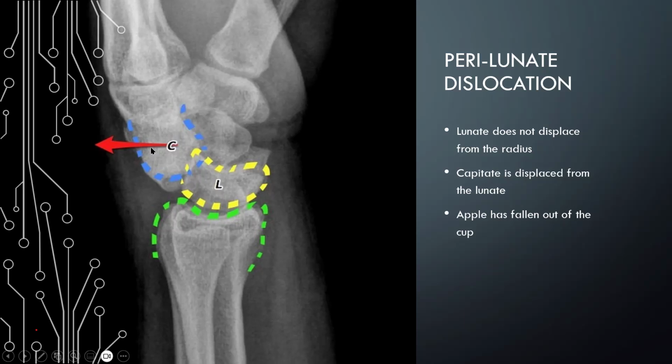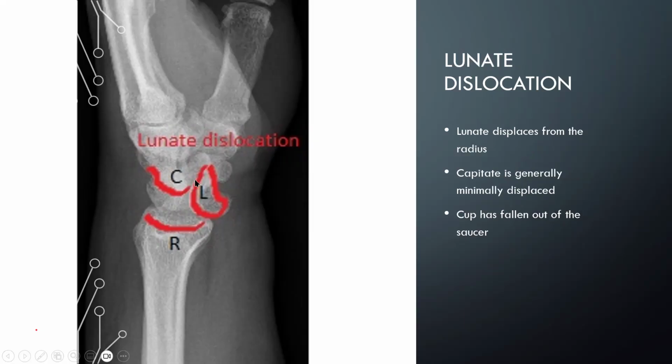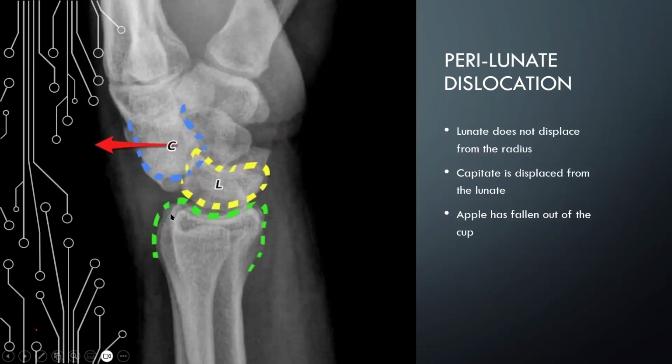So there you can see the apple, the capitate. It's difficult to see the top of it, but it's more or less still there. So here you can see the apple has fallen out of the cup, but the cup is still in the saucer. All right. So now if we go through it, lunate dislocations, the lunate falls out of the radius. The cup falls out of the saucer. Perilunate dislocations, the apple falls out of the cup, but the cup remains in the saucer. I hope that makes sense.